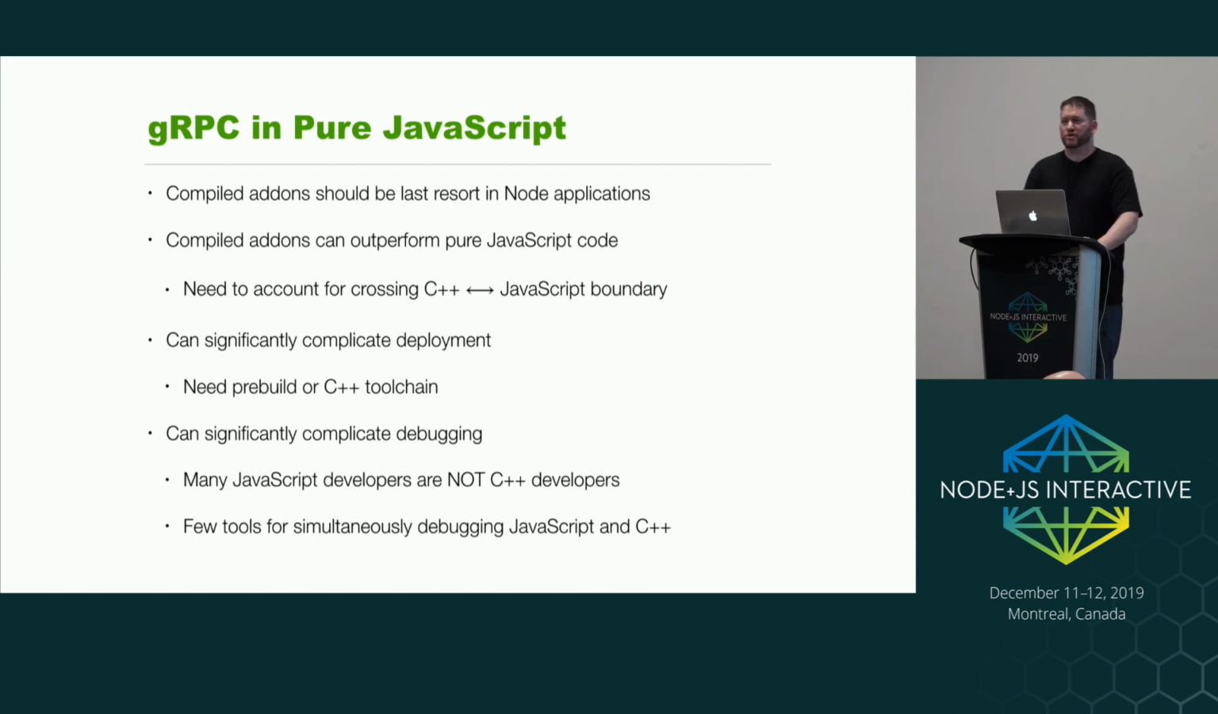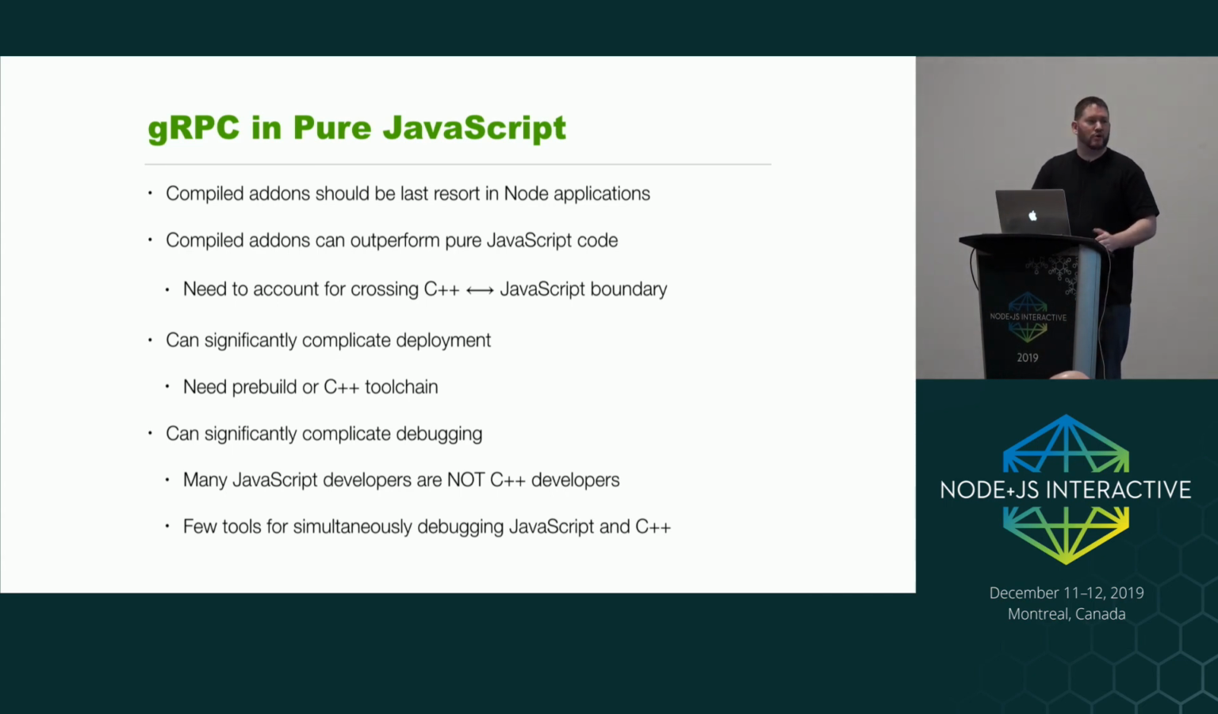So, gRPC and pure JavaScript. We wanted to avoid the issues we were having jumping between versions of Node. We wanted to avoid a compiled add-on. There are actually some ecosystems in Node, primarily talking about the hapi ecosystem, where compiled add-ons are just not allowed because of all the issues that they create. And then there are other issues with compiled add-ons, like you have to keep crossing the JavaScript and C++ boundary a lot. Depending on how chatty your add-on is, it can introduce significant delays to your code.